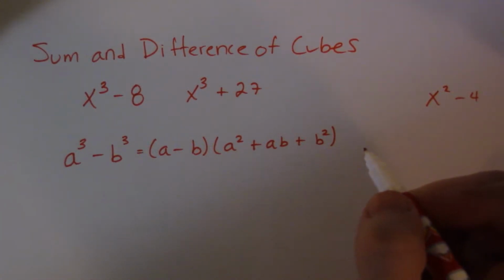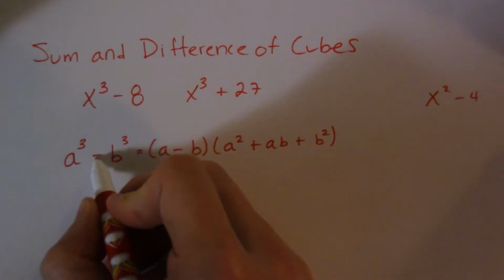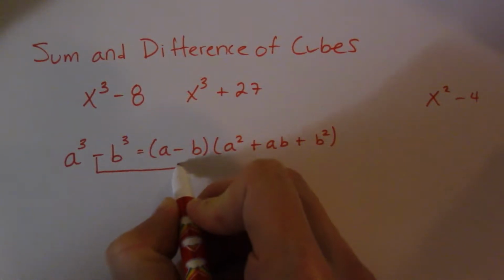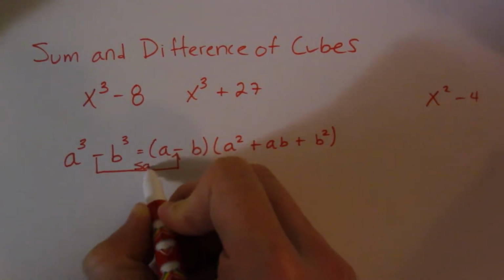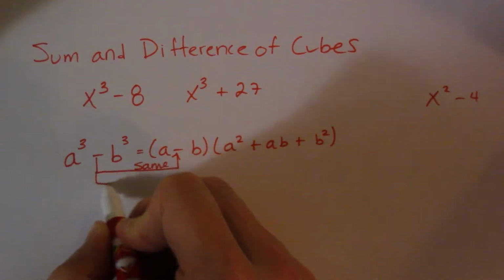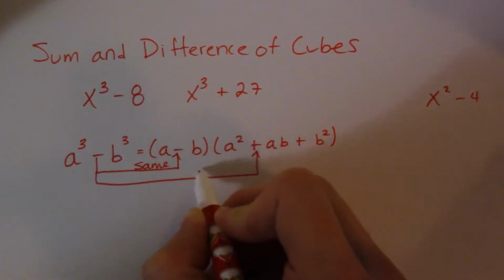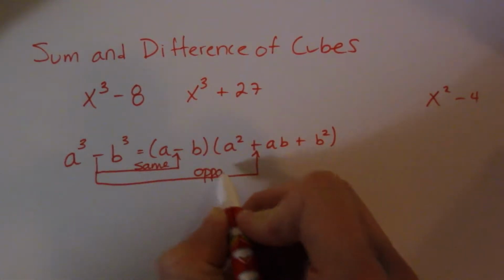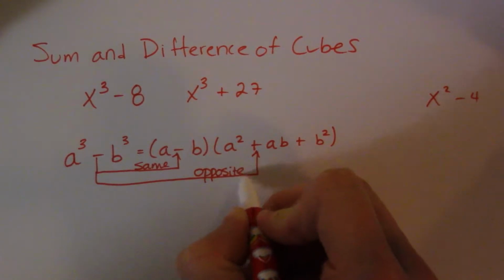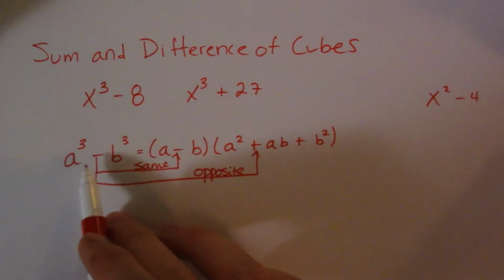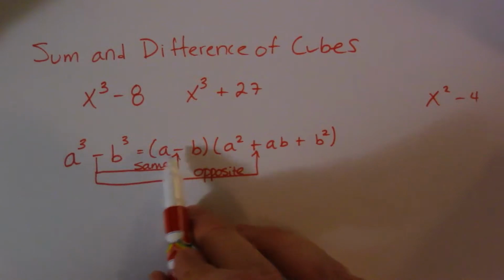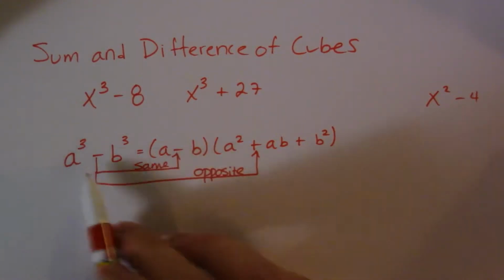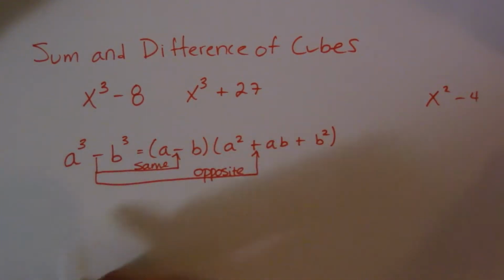So this is how we do it. These signs are always going to be the same. These signs are always going to be the opposite. Just like that. So if you're having difference of cubes, the first one is going to be a minus, and the second one's going to be a plus because they have to be the opposite.